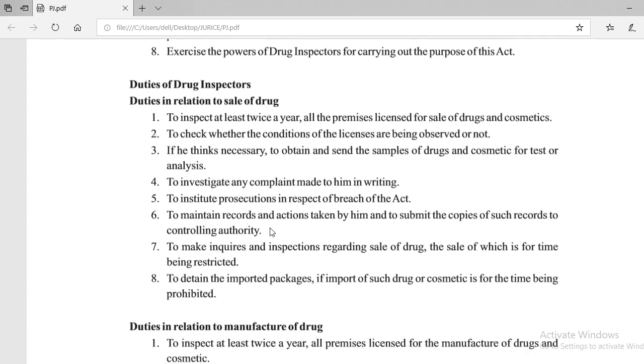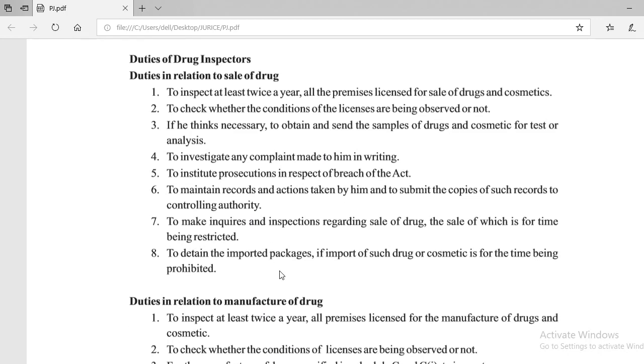Now the next part is the duties of the drug inspector. Now just remember what is the difference between powers of the drug inspector and duties of the drug inspector. I will give you a simple example. Okay, I can take your assignments every day, right? This is up to me when and how much assignments I have to conduct or I have to take from you. This is under my power.